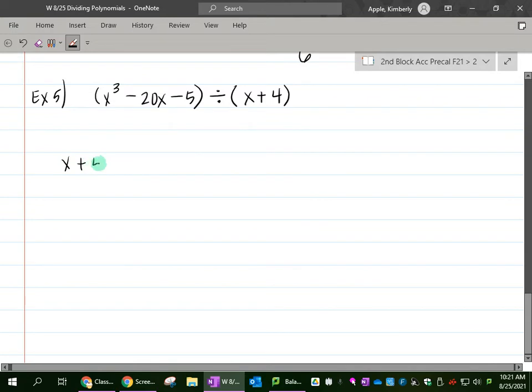So we need to write our problem. The one on the outside is fine. But what I'm going to do here is I'm going to put in a placeholder.